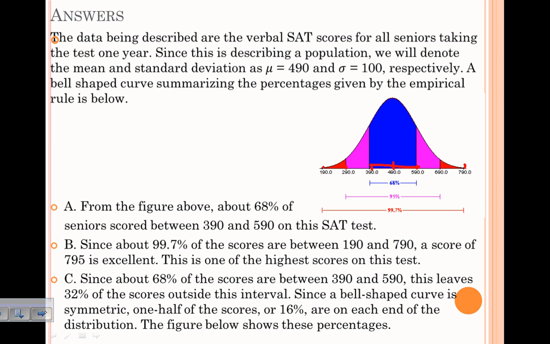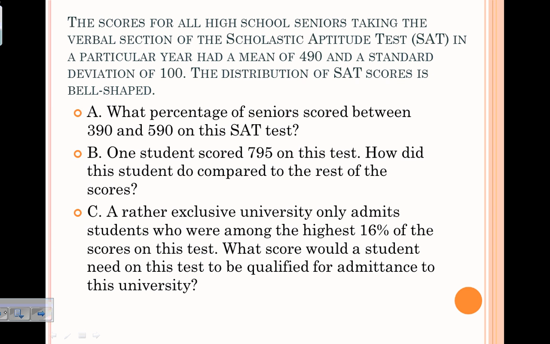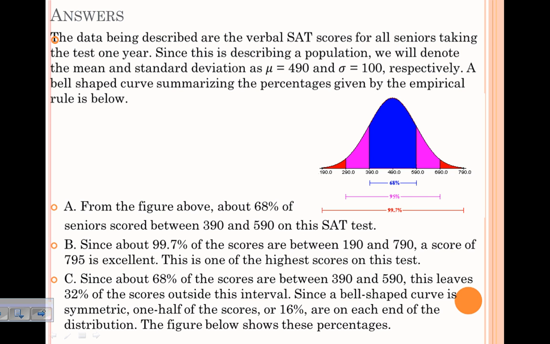B, what did B ask me again? One student scored 795. How is that? So 795 is way up here. Wow. Okay. So that score is really, really good. That means that he was in the top 0.15% of all the kids taking it. He's awesome. Or she, of course.